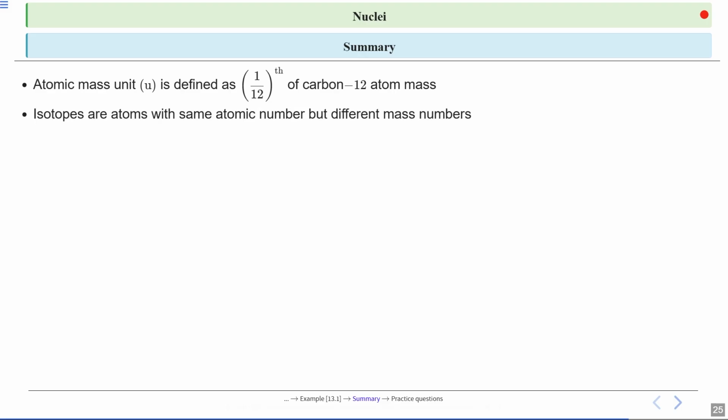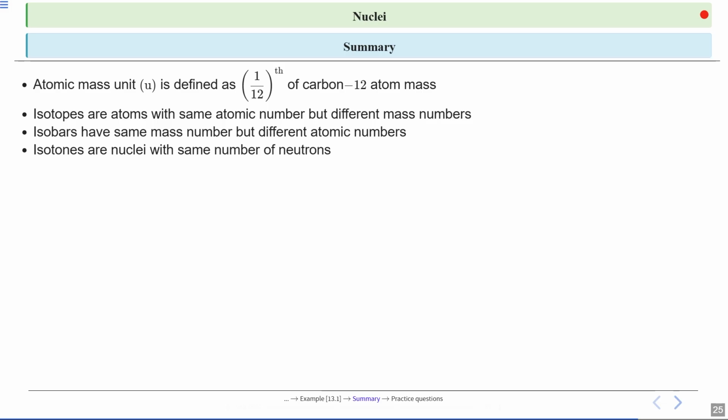Isotopes are atoms of the same element, so they have the same number of protons, but they have different numbers of neutrons, which means their mass numbers are different. Isobars are atoms that have the same mass number, which means the total number of protons and neutrons is the same, but they have different atomic numbers, so they are different elements. Isotones are nuclei that have the same number of neutrons, even if their numbers of protons and mass numbers are different.